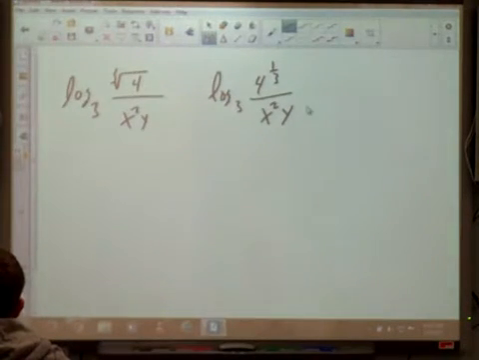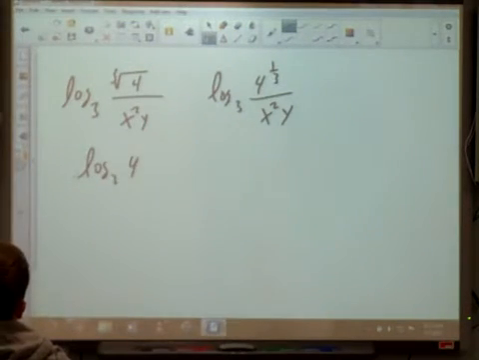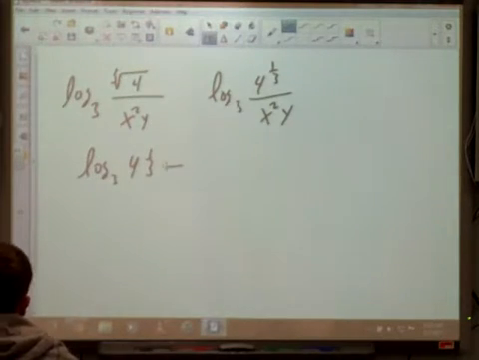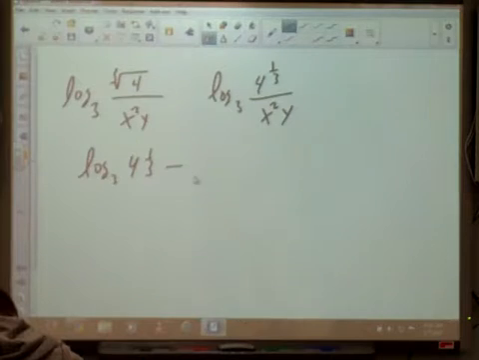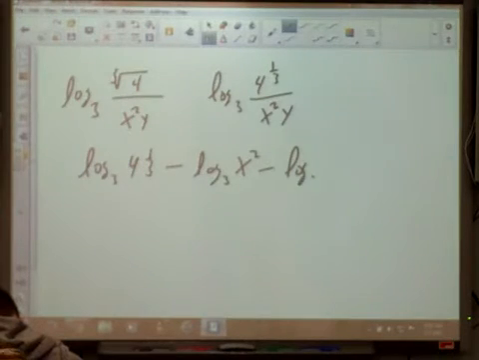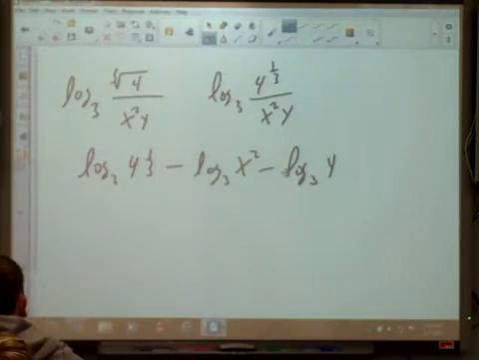So I'm going to write this as, going some baby steps here, log base 3 of 4 to the 1/3 minus, and I have to subtract both of these pieces on the bottom with a log base 3. So minus log base 3 of x squared minus log base 3 of y. Now that got you a good jump and you're almost done.